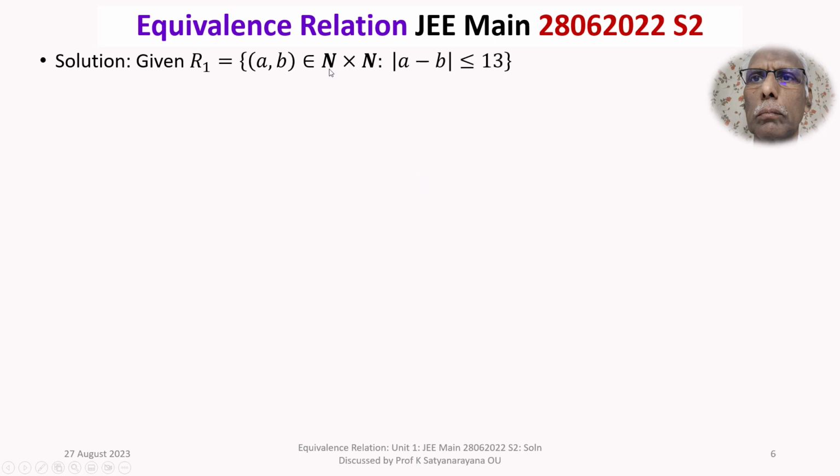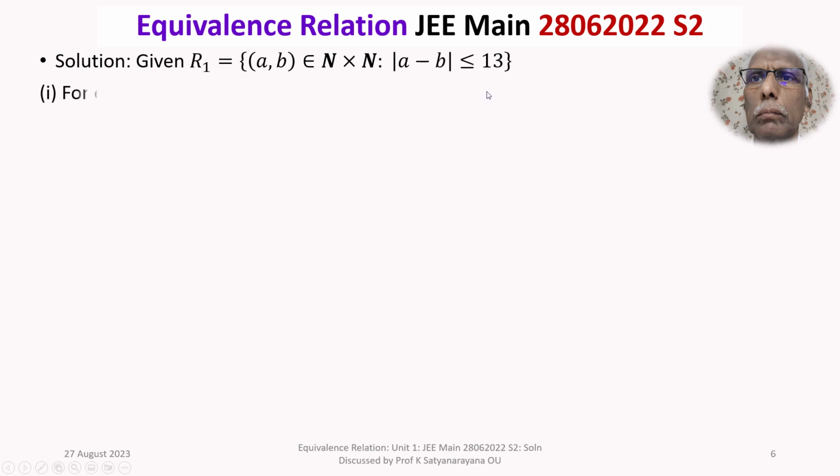We are given capital N is the set of natural numbers and R1 is the set of all ordered pairs (a, b) belonging to N cross N such that mod of a minus b is less than or equal to 13. To show that R1 is an equivalence relation, we have to discuss its reflexivity, symmetry and transitivity. If the relation R1 satisfies all these three properties, then R1 will be an equivalence relation.